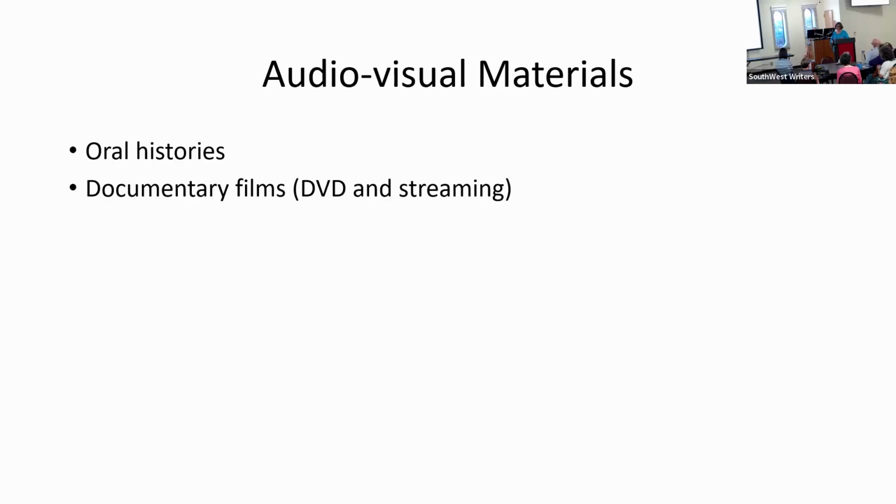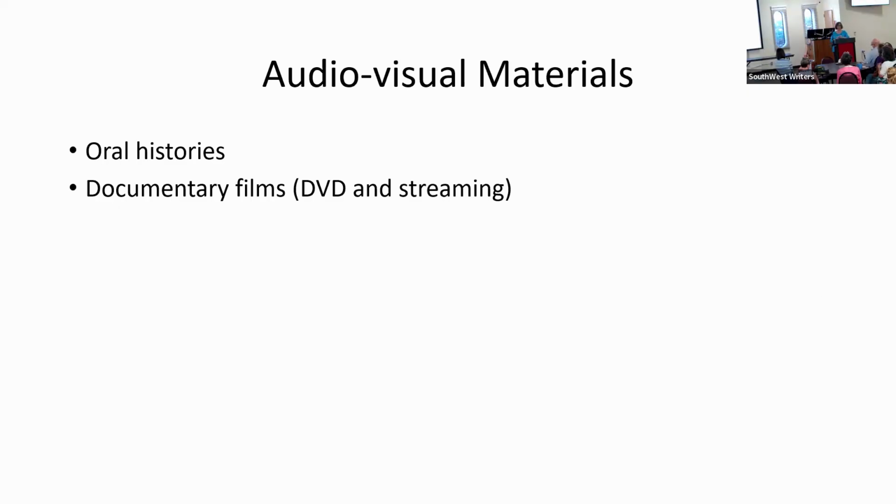Some places may have local news film, may have radio broadcasts. It depends on the size of the library, what's available. Again, ask your librarian. So those are the large categories and some of the items in them. I guess I can take questions now.